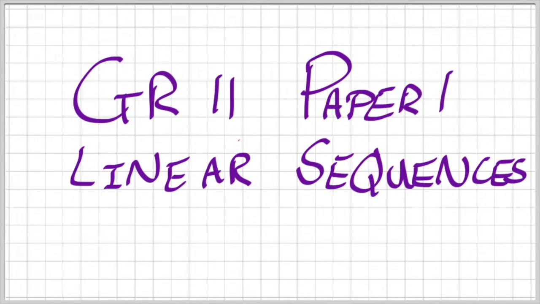I am now neck deep into this question paper 1 of the Department of Basic Education, the 2020 exam paper. And in this specific video, we are going to look at linear sequences. Remember that there are 3 basic types of sequences that we can look at in grade 11: linear, quadratic, and exponential. Most of the time, exponential we don't really look at, but in this series of videos about sequences, we are going to specifically focus on linears and quadratics. Exponentials is going to play a big role in grade 12.